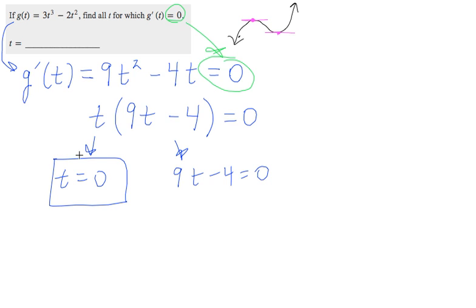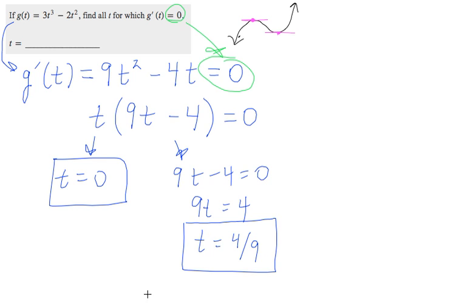So one of the solutions is already solved for us, t is 0. This one we have to solve, so 9t equals 4, or t equals 4/9. So those are the two t values at which the derivative equals 0, where this has a horizontal tangent line.